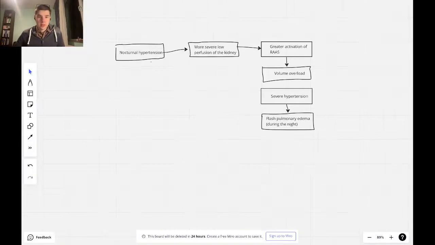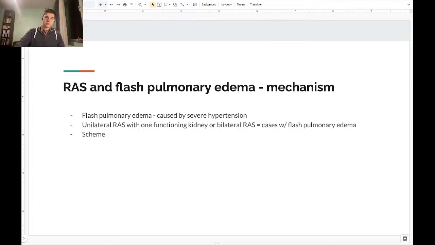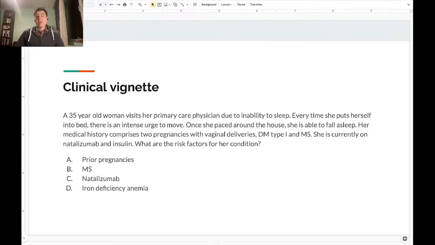Okay, let's go to the next set of questions. We have a 35-year-old woman who visits her primary care physician due to inability to sleep. Every time she puts herself into bed, there is an intense urge to move. Once she paced around the house a little bit, she's able to fall asleep. Her medical history comprises 2 pregnancies with vaginal deliveries, diabetes mellitus type 1, and multiple sclerosis. She is currently on natalizumab and insulin. What are the risk factors for her condition?